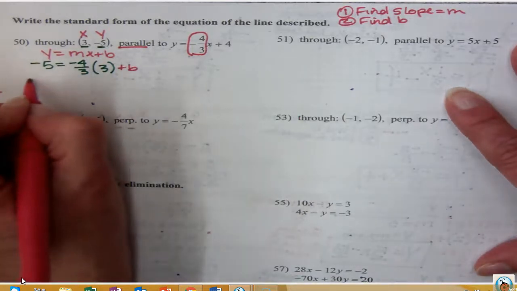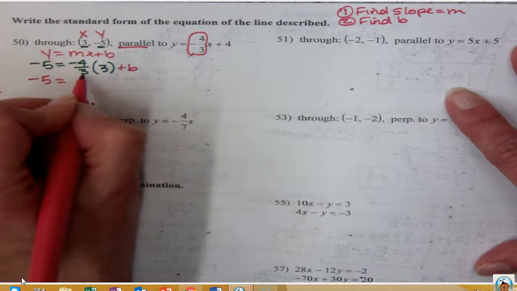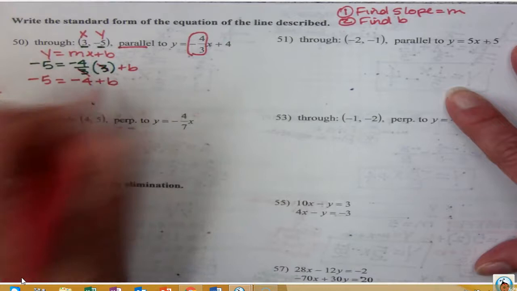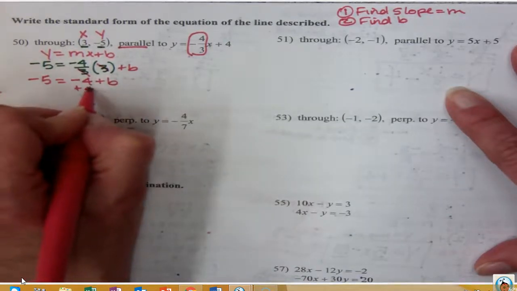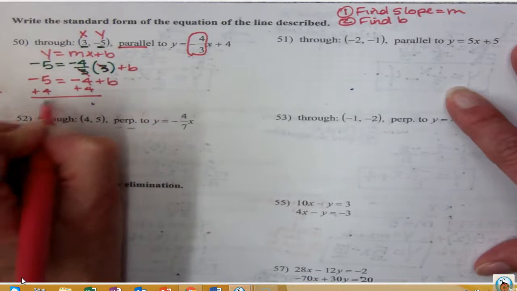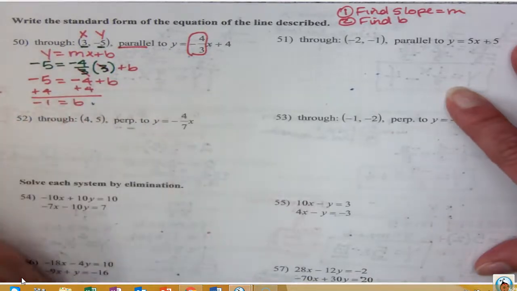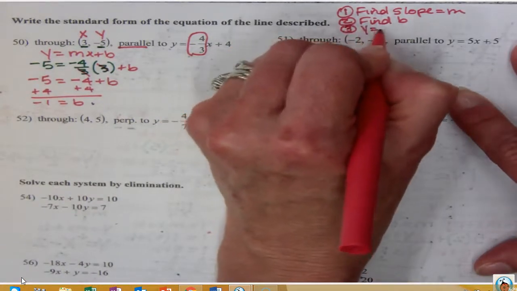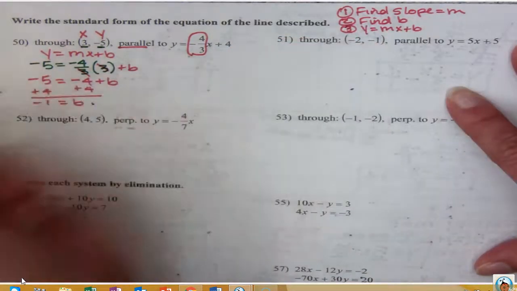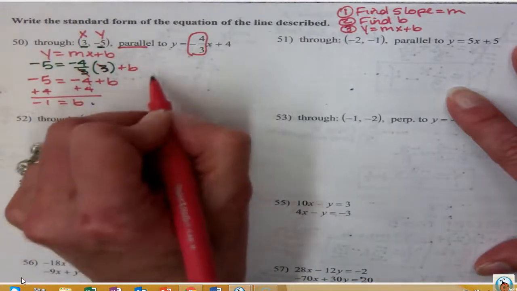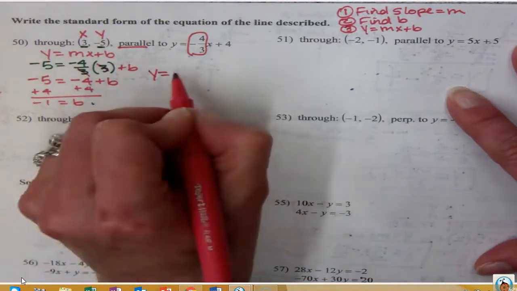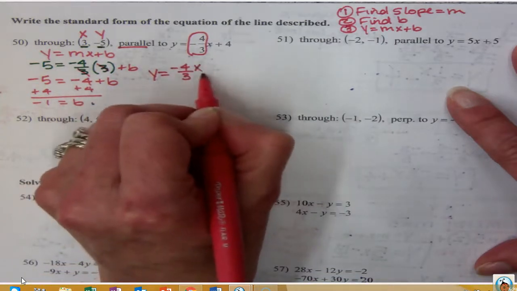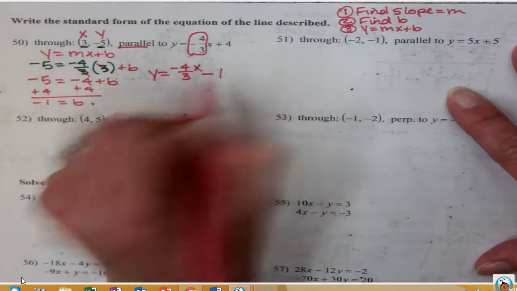I need to figure what that b is. I do the math. -5 equals 3 divided by 3. Those cancel each other out, and I'm left with -4 plus b. Then I'm going to add 4 to both sides, and I get -1 equals b. Okay, so now I'm ready to put it in y equals mx plus b form. I'm going to then say y equals -4 over 3x plus b, which is -1.